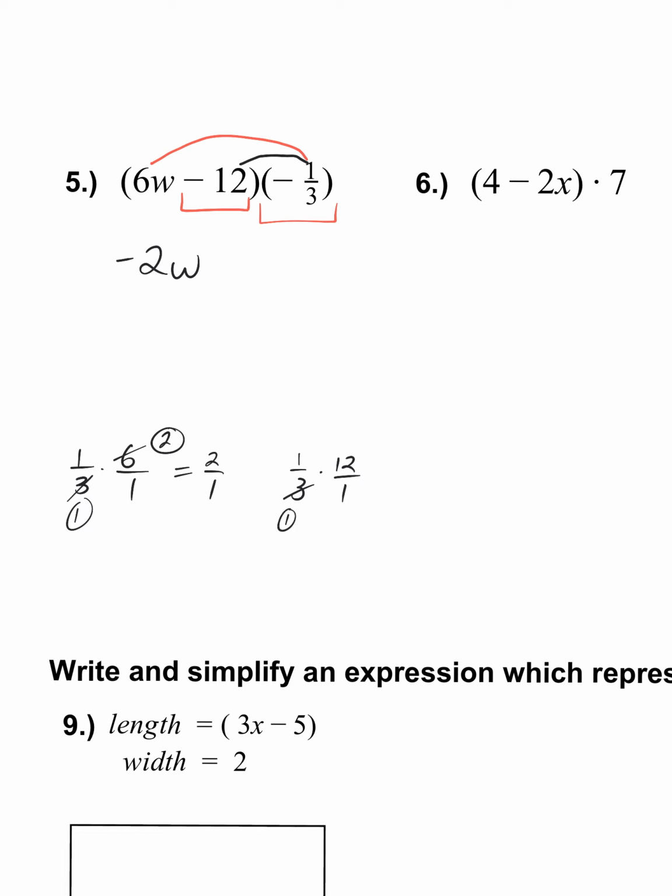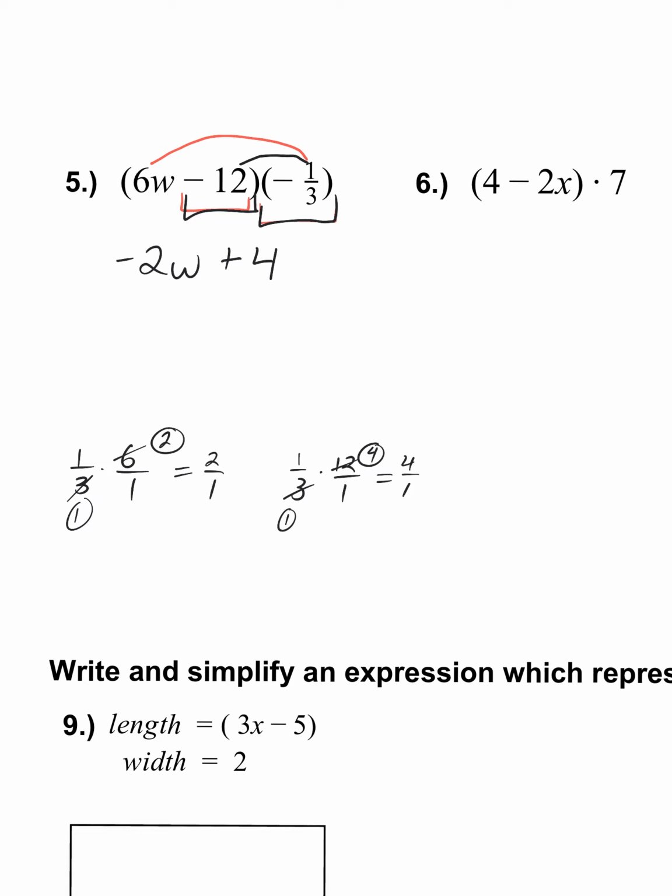So we're multiplying 1/3 times 12. We can divide both of these by 3. We're going to get 4/1, which is equal to 4. And since we're multiplying a negative 1/3 times a negative 12, a negative times a negative makes it a positive 4, so we put plus 4. So that final simplified expression is negative 2w plus 4.